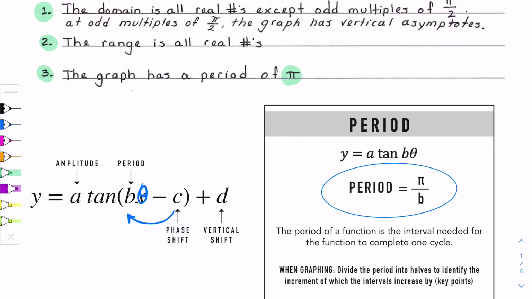Quick note before we move on: when you're graphing, you divide the period into parts to identify the increments by which the intervals increase or decrease. So previously we divided the period by 4, but this time we only divide it by 2.